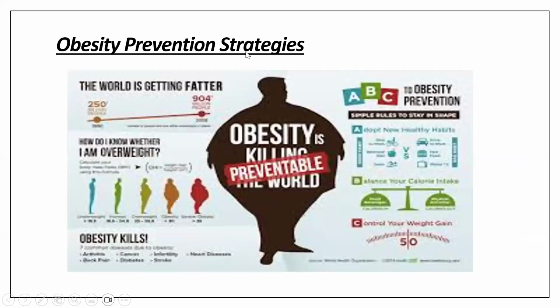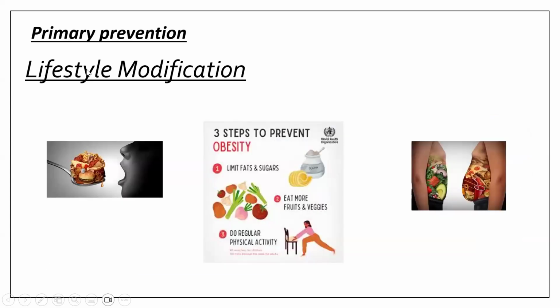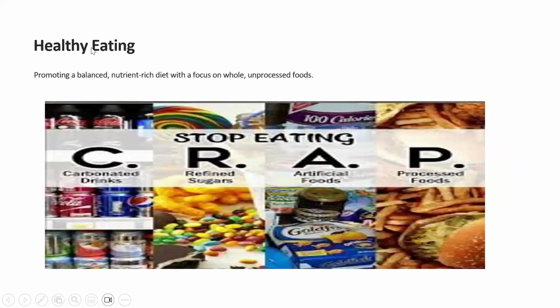Obesity prevention strategies. Though obesity is killing the world, it is highly preventable. Primary prevention includes lifestyle modification. The first thing to do is promote healthy eating. We need to promote a balanced, nutrient-rich diet with a focus on whole, unprocessed food and educate the masses to stop eating junk, which includes carbonated drinks, refined sugar, artificial foods, and processed foods.